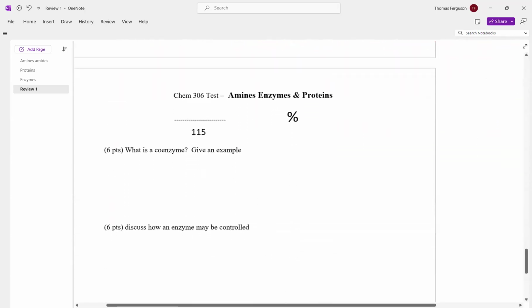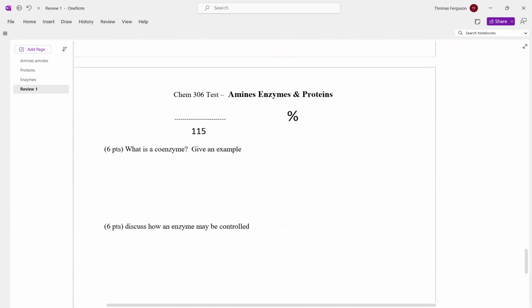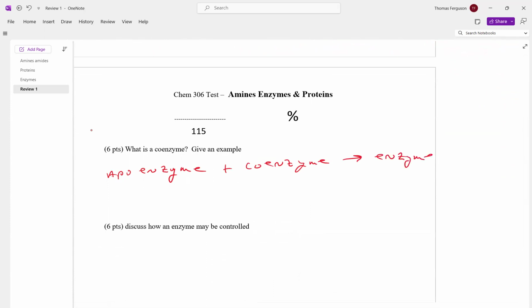Okay, what's a coenzyme? A coenzyme is required with an apoenzyme. So you have an apoenzyme that requires a cofactor. If it's an organic cofactor, it's called a coenzyme. Once those come together, it forms the enzyme.